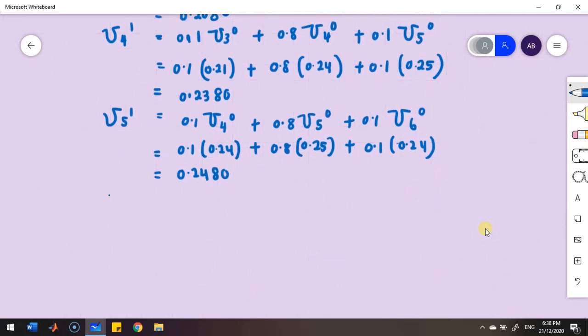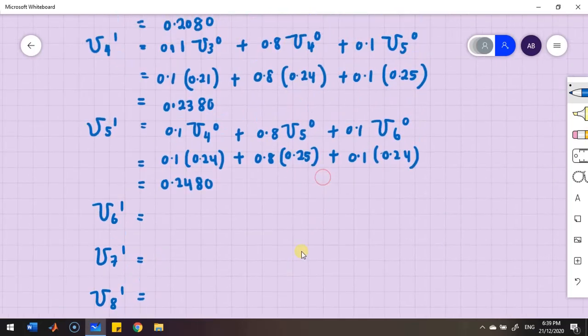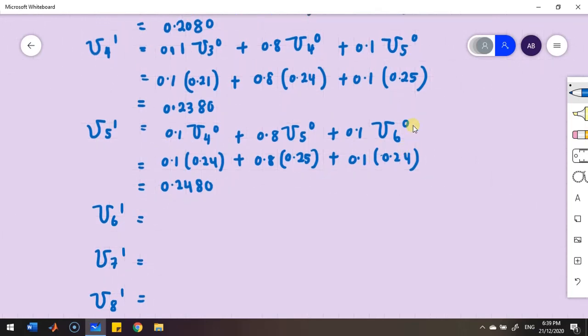Okay, so you need to continually find U61, U71, U81, U91. But I know that earlier on, for instance, we know that U60 is similar with U40. So U61 is similar with U41 due to the symmetry.